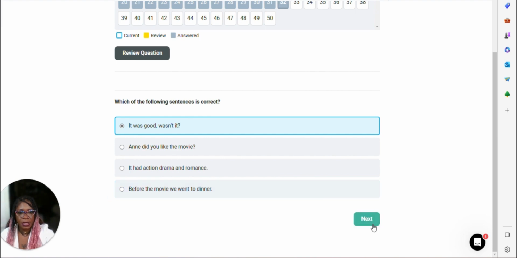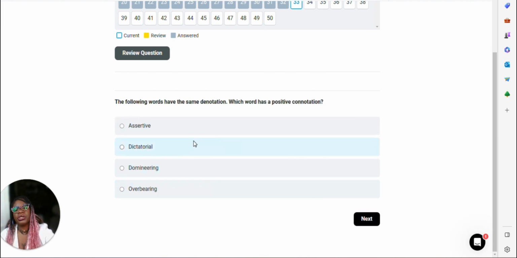So let's move on to our next question, which is: the following words have the same denotation. Which word has a positive connotation? Is it assertive? Is it dictatorial, domineering, or overbearing? Now, this is one where you have to kind of use the process of elimination. But the only one here in this list that denotes a positive connotation is going to be assertive, right?